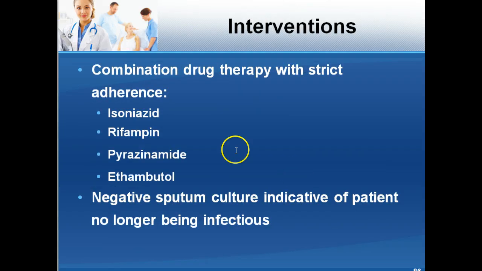The interventions: combination drug therapy with strict adherence, INH, rifampin. These are the type of things that they generally teach a person with TB. A negative sputum culture is indicative of the patient no longer being infectious. Sometimes a person can have TB and get treated, and then later on, when they do their TB test, they'll always come up positive.